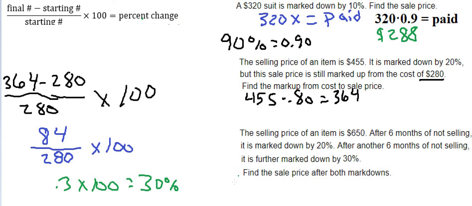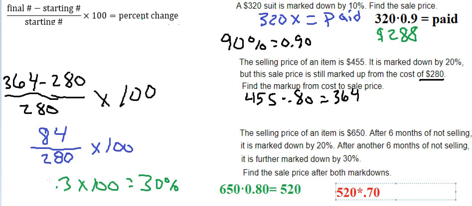So if something starts at $650 and it's 20% off, well, hey, we're going to pay 80%. So 650 times 0.80 is 520. So that's the amount after the first 20% discount. And then after the next discount, it'd be 520 times 0.70. If something's 30% off, we're going to pay 70%. And that'd be $364.